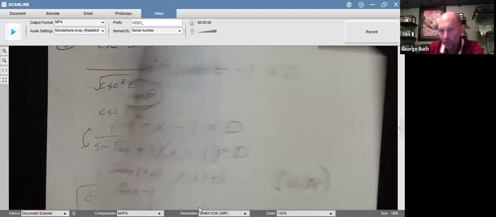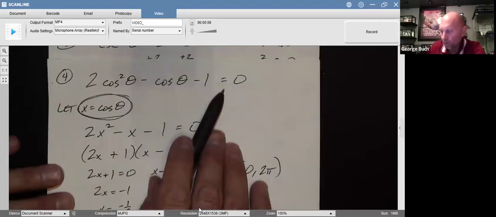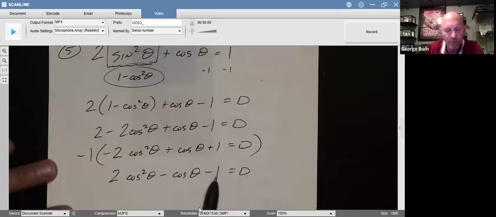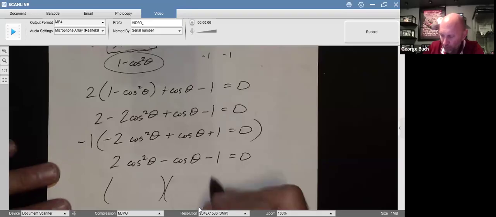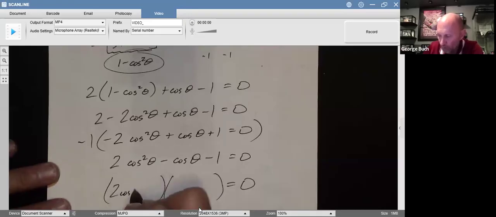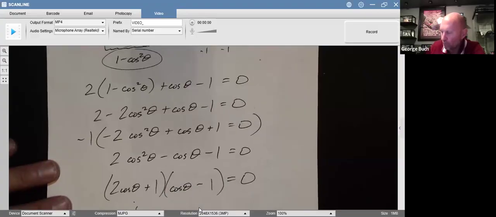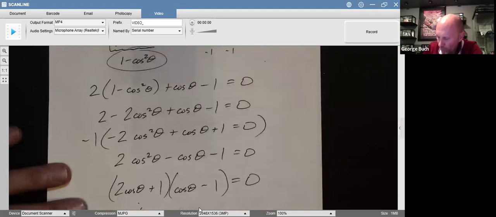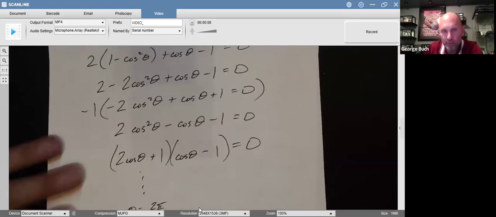which is the same problem we just got done doing, right? So 2 cosine squared theta minus cosine theta minus 1 is 0. Then the rest, we just solve it the same way, right? So we're going to get the same answer. So 2 cosine theta plus 1 and cosine theta minus 1 is equal to 0, what were our answers? 2 pi over 3, 4 pi over 3, and 0 radians.